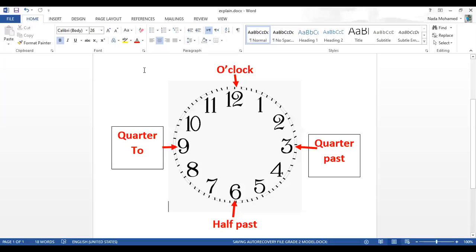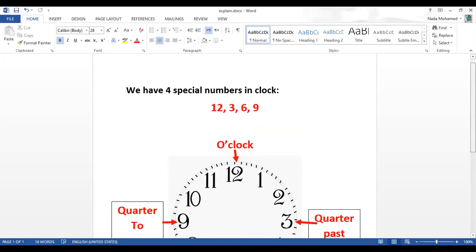Now, we have finished the analog clock with the 4 main directions. Let's revise them together. Is this an analog clock or digital? This is the analog clock. It has 4 main directions. If the long hand points to 12, it means o'clock. If it points to 6, it means half past. If it points to 3, it means quarter past. If it points to 9, it means quarter to.